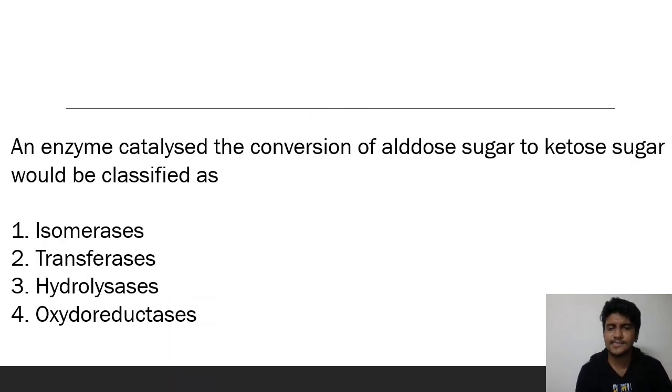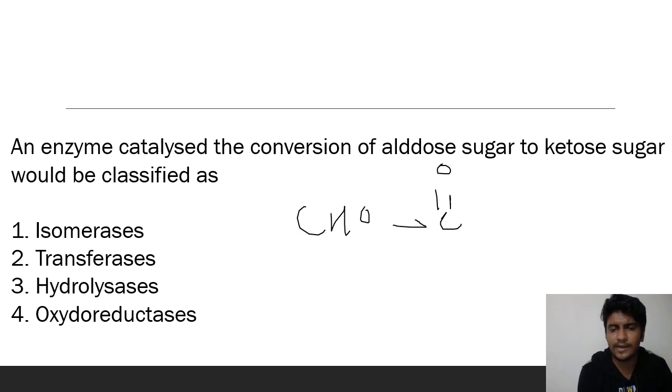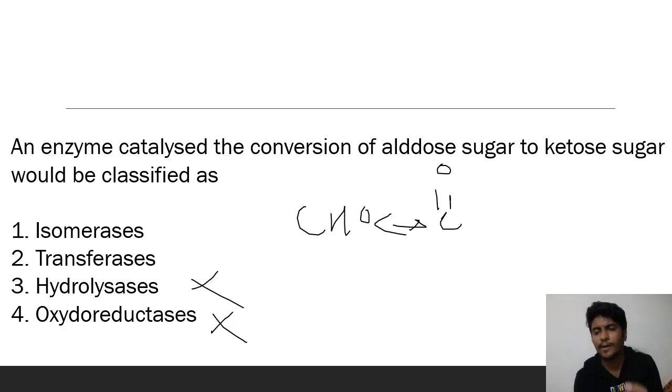Next up, an enzyme that is catalyzing the conversion of aldose to ketose. So aldose sugar to ketose sugar. So here it is an isomerization reaction. Oxidoreductase, is there reduction and oxidation taking place simultaneously? No. Is there hydrolysis? Is a water molecule involved? No. Is there any transfer of amino group or hydroxyl group? No. So it has to be isomerase enzyme.